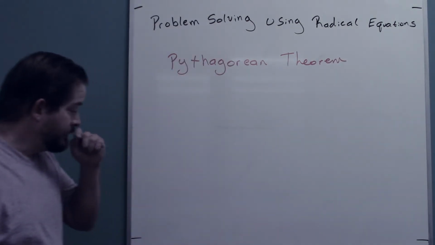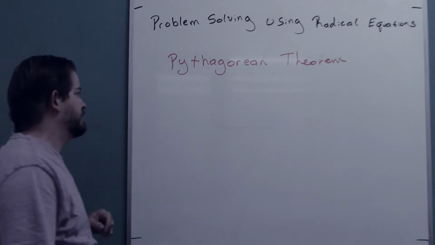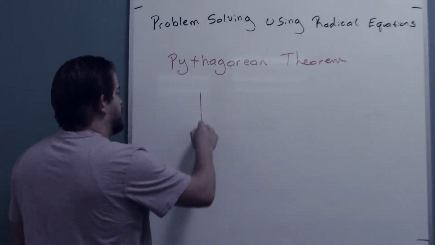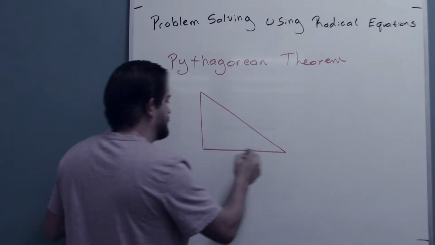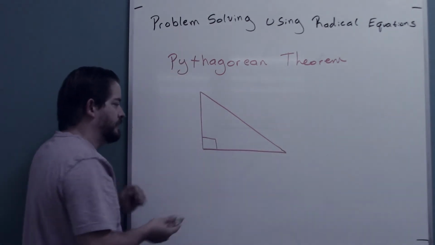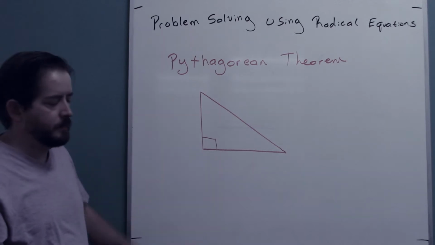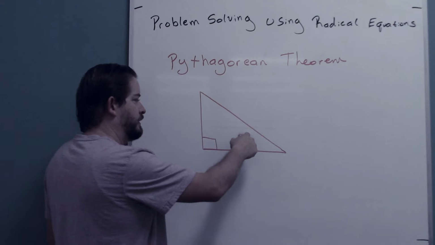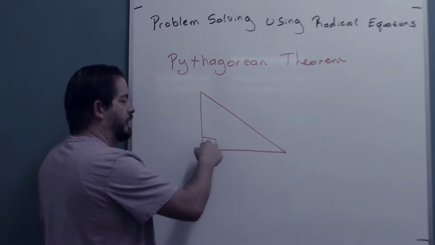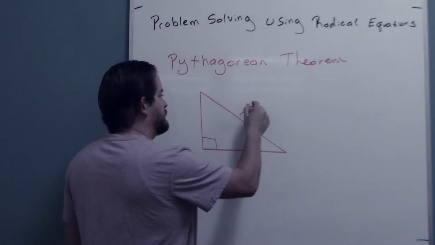The Pythagorean theorem essentially talks about measurements on a triangle, but specifically a right triangle. And a right triangle is a triangle that has a 90-degree angle in it, right? And we would call the leg of the triangle that is on the opposite side of that 90-degree angle the hypotenuse.